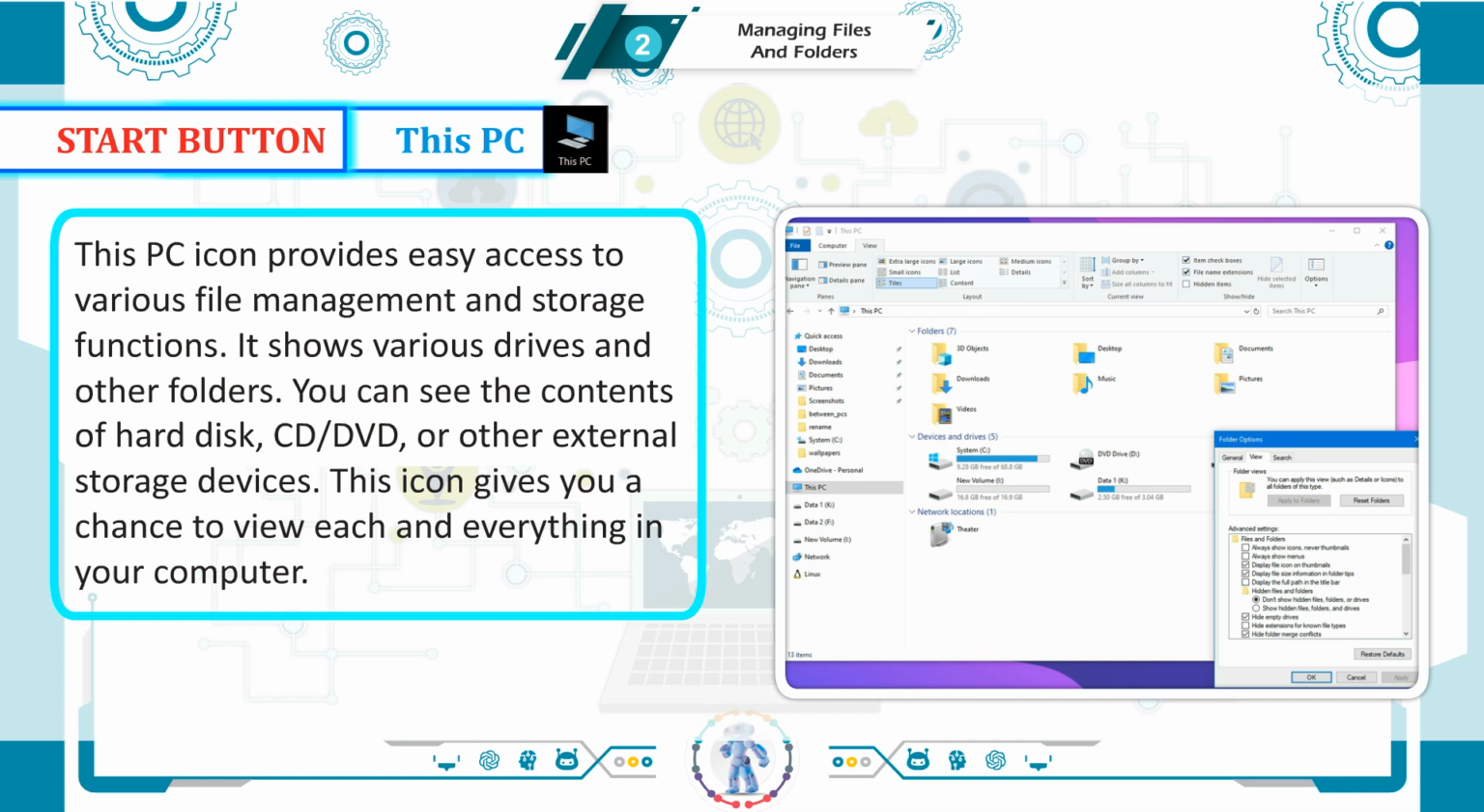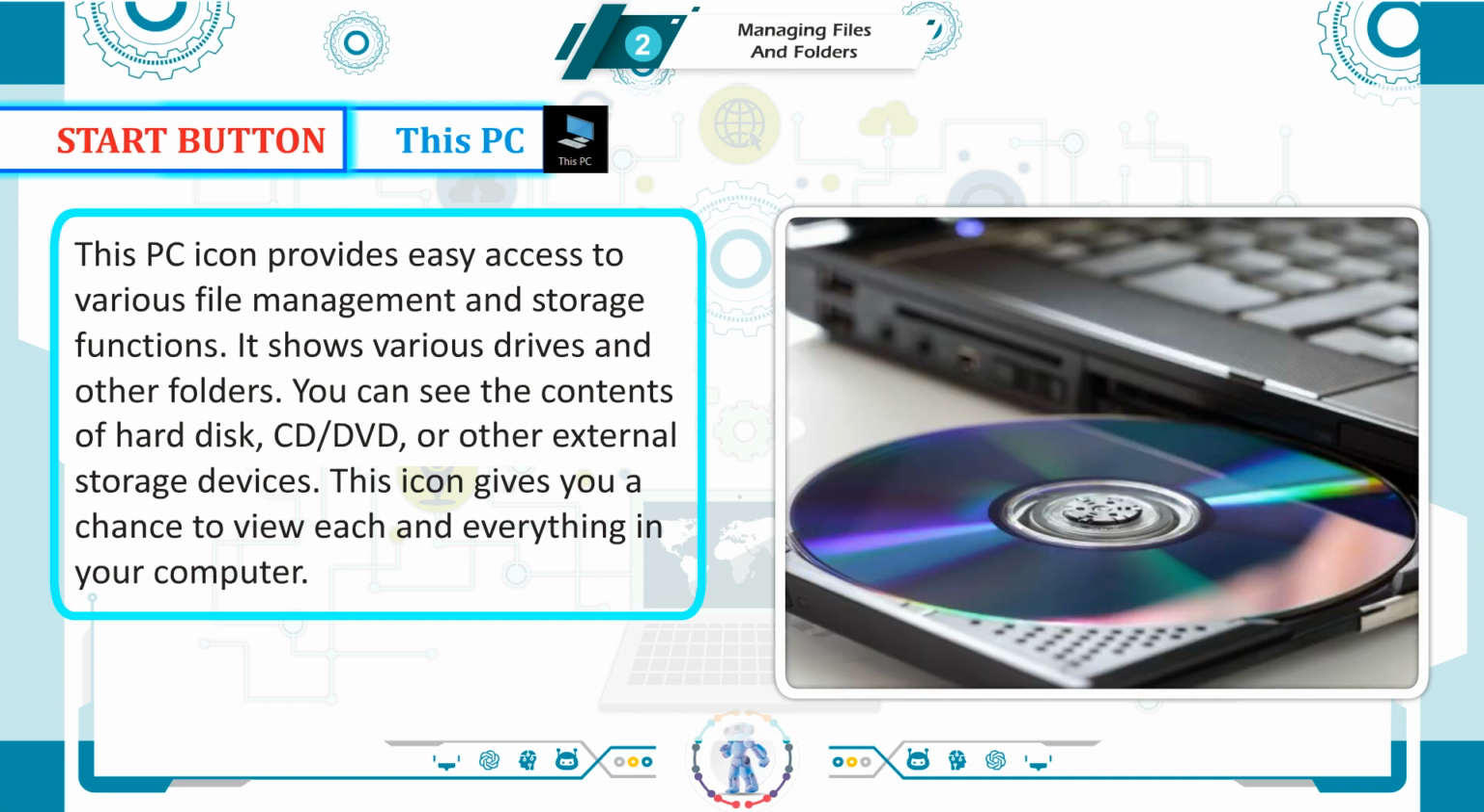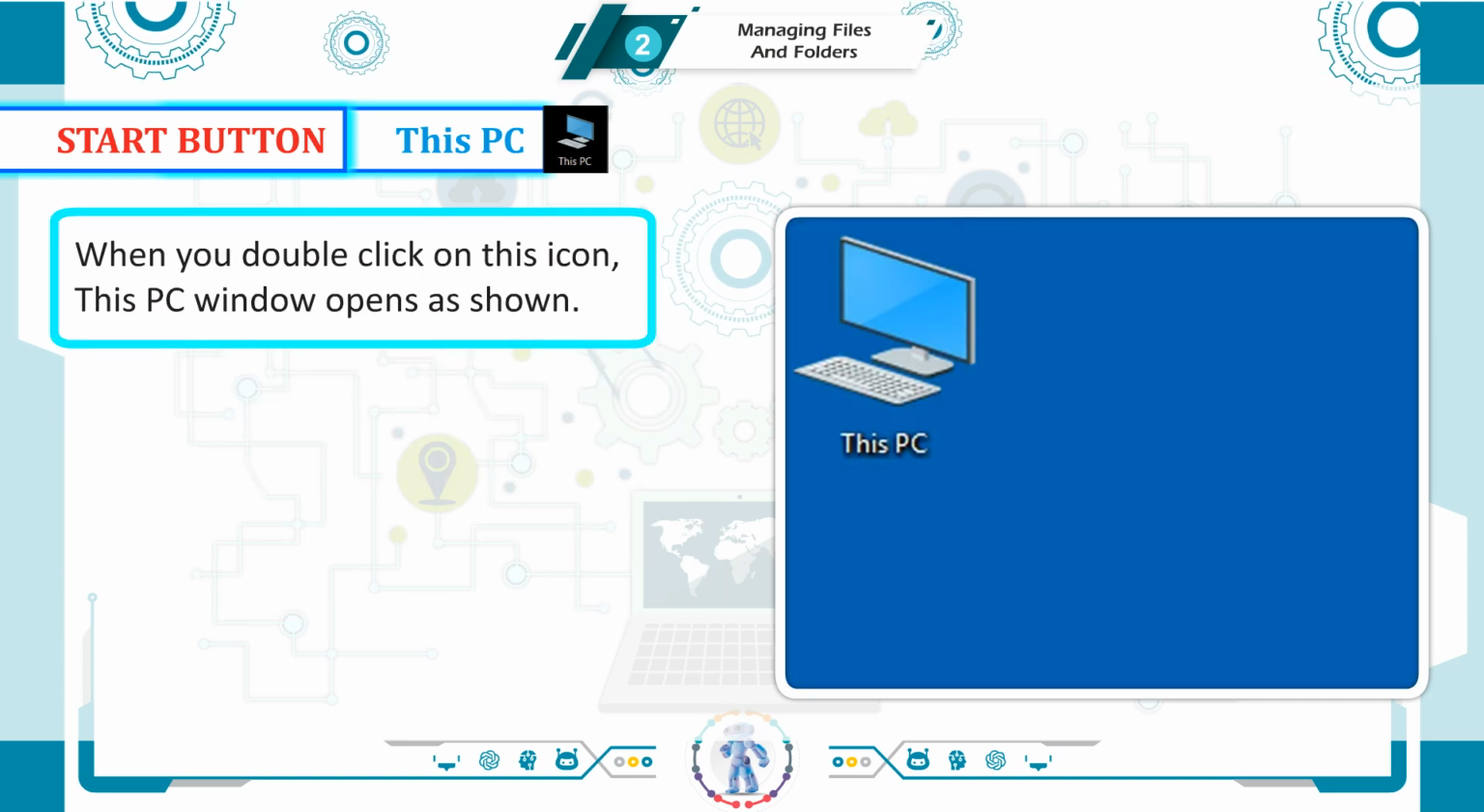This PC. This PC icon provides easy access to various file management and storage functions. It shows various drives and other folders. You can see the contents of the hard disk, CD, DVD, or other external storage devices. This icon gives you a chance to view everything in your computer. When you double-click on this icon, the This PC window opens as shown.